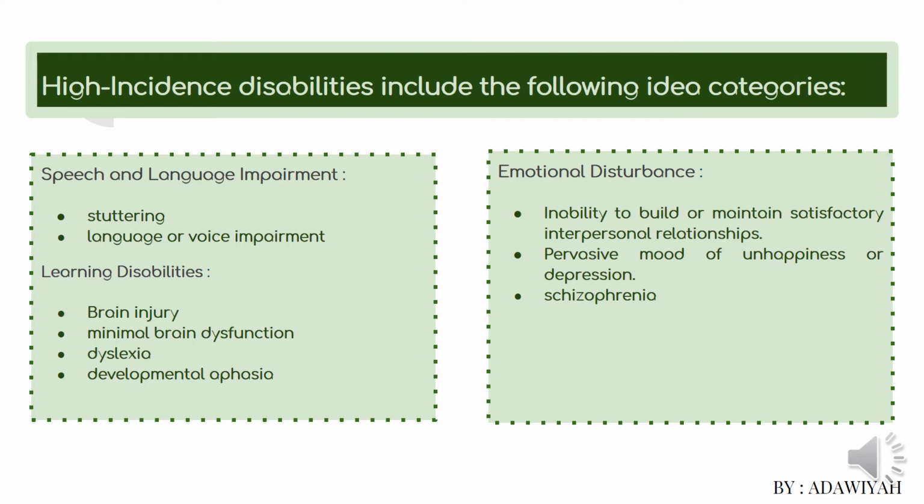There is also emotional disturbance, meaning a condition exhibiting one or more of the following characteristics over a long period of time and to a marked degree, adversely affecting educational performance. It needs to be noted that it does not include students who are socially maladjusted. Emotionally disturbed students exhibit inability to build or maintain satisfactory interpersonal relationships. They also have a pervasive mood of unhappiness or depression, and schizophrenia is also listed in emotional disturbance.